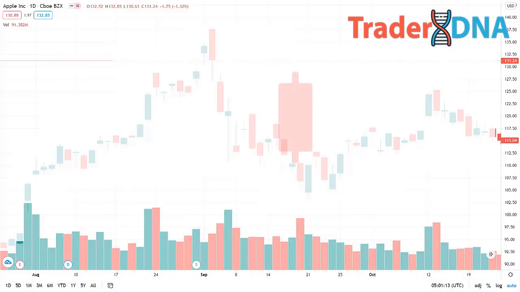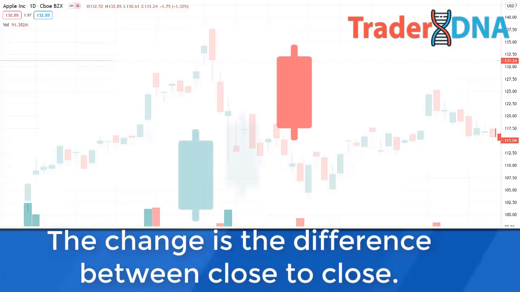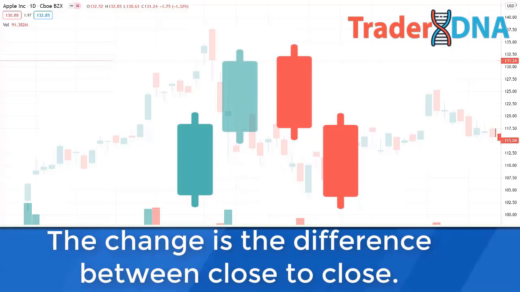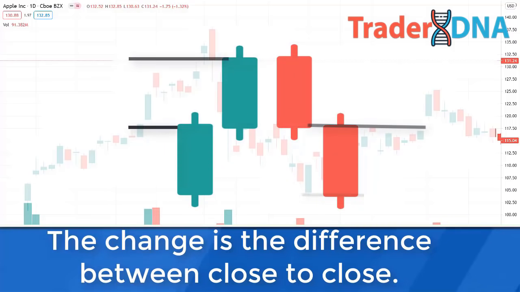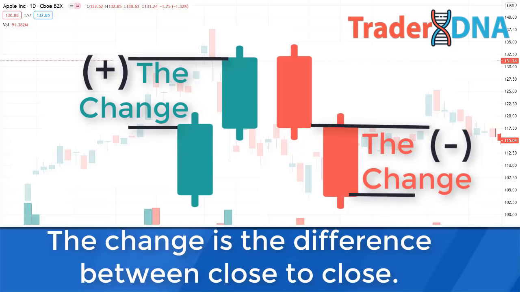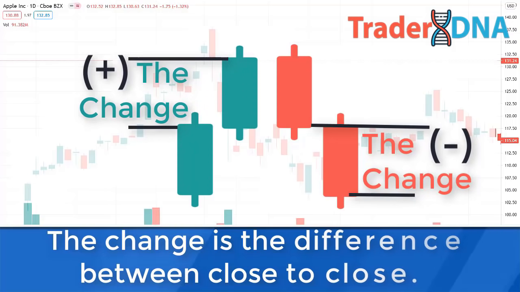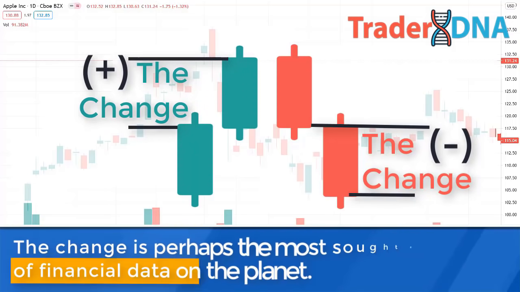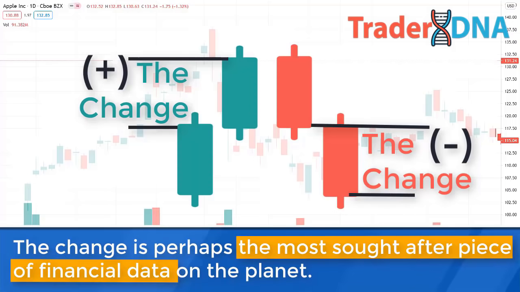The change is the difference between close to close. The difference in the closing value one day versus the closing value the next day. When this difference is positive, it tells us that demand is outweighing supply. When this difference is negative, it tells us that supply is increasing beyond demand. The change is perhaps the most sought-after piece of financial data on the planet.